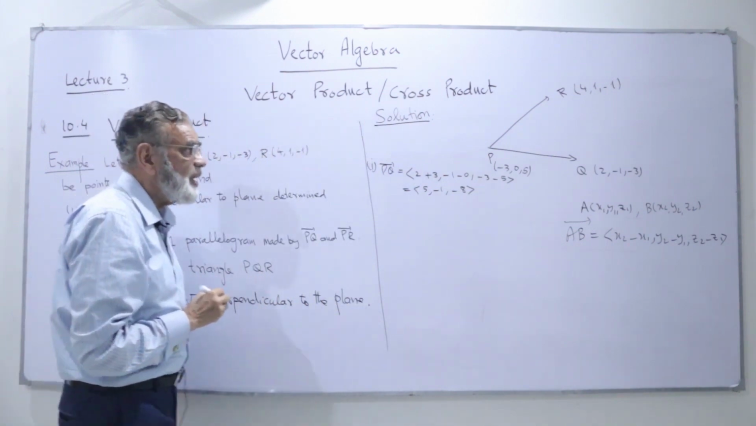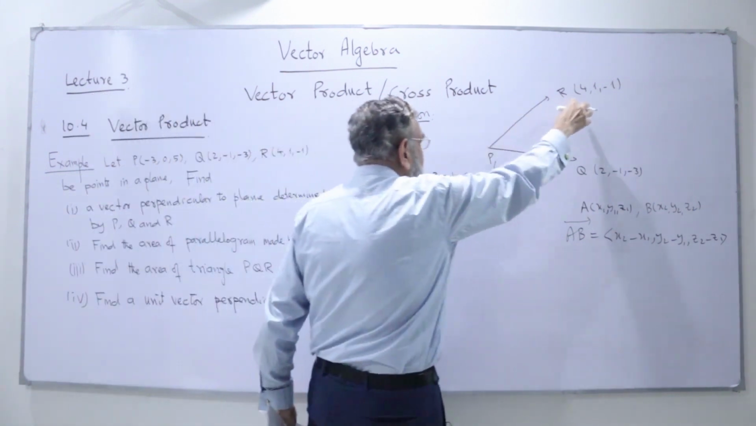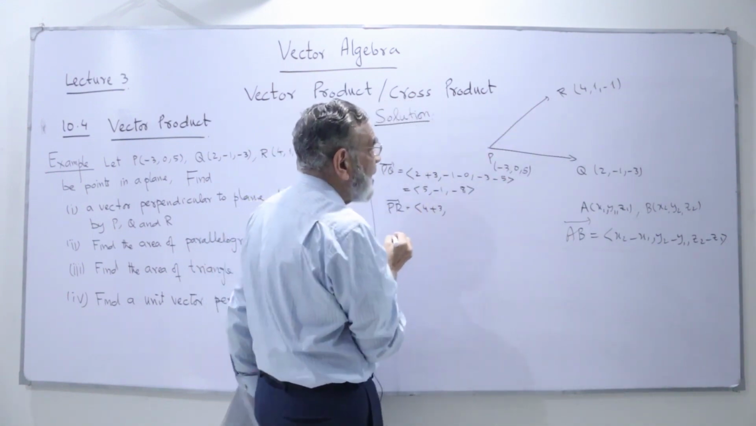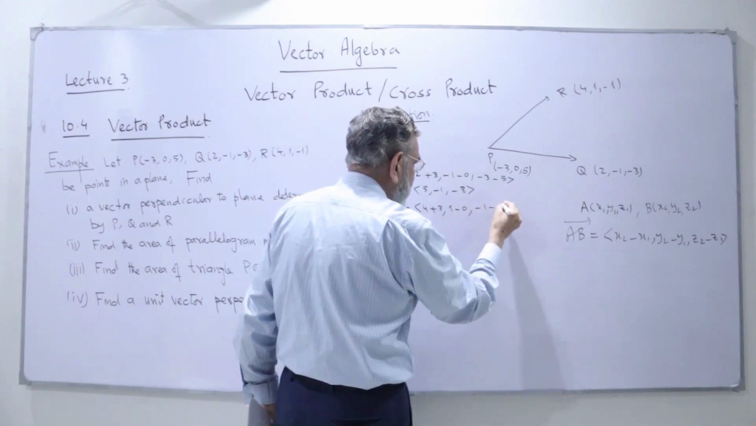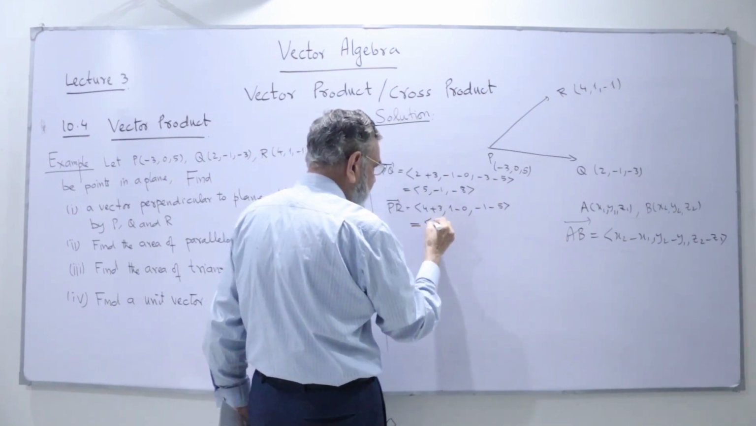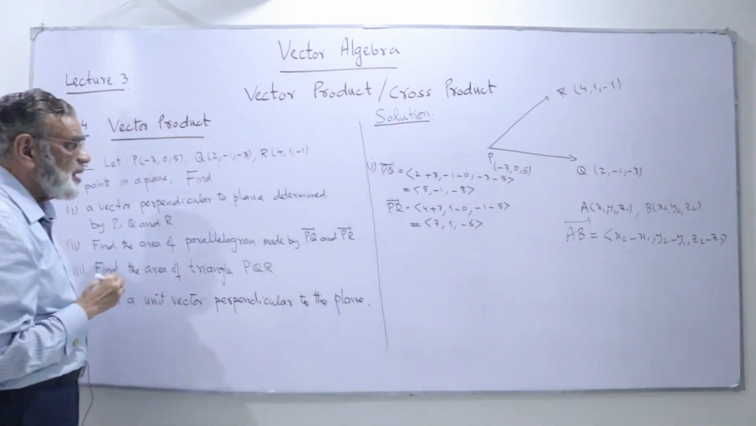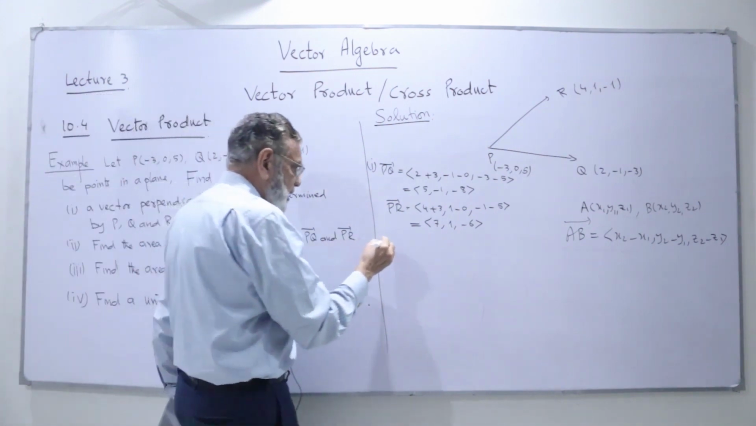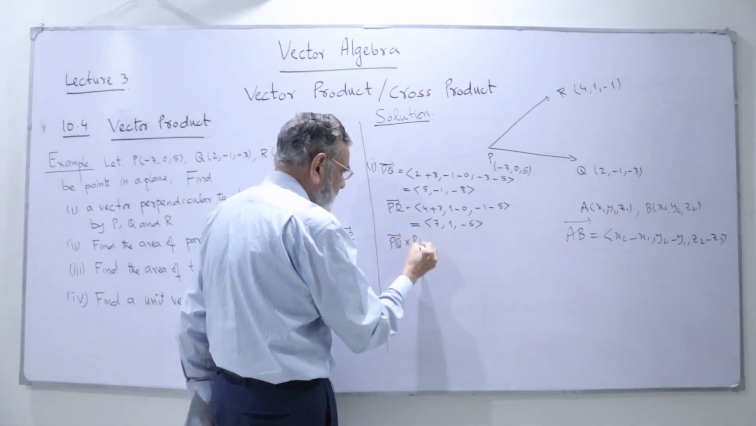Now I want to find vector PR. This is my x2, this is my x1. This 4 minus 3 is plus 1, then 1 minus 0, then minus 1 minus 5. So the value I will get here is equal to 1, 1, and minus 6. So I get two vectors PQ and PR. So I want to find a vector perpendicular to that one. The vector perpendicular will be the cross product of these two vectors PQ and PR.